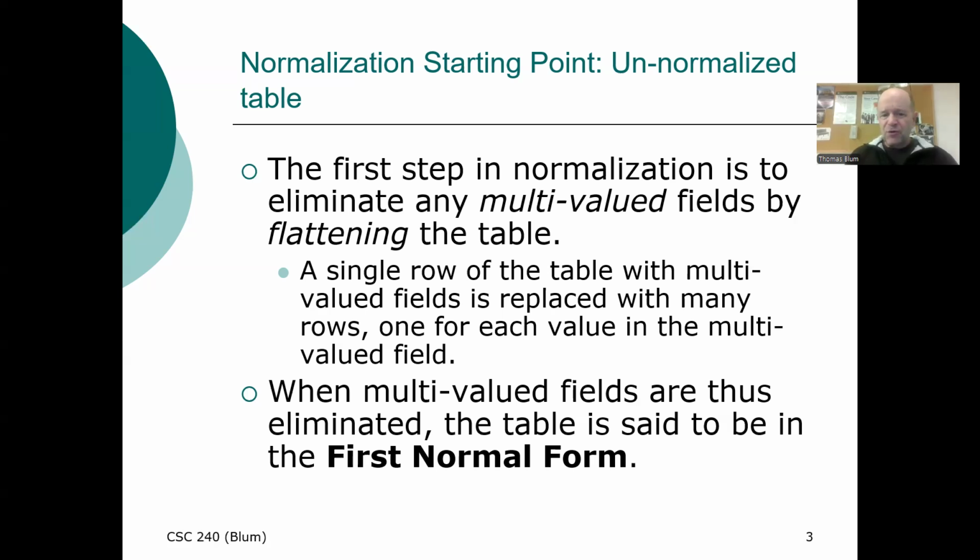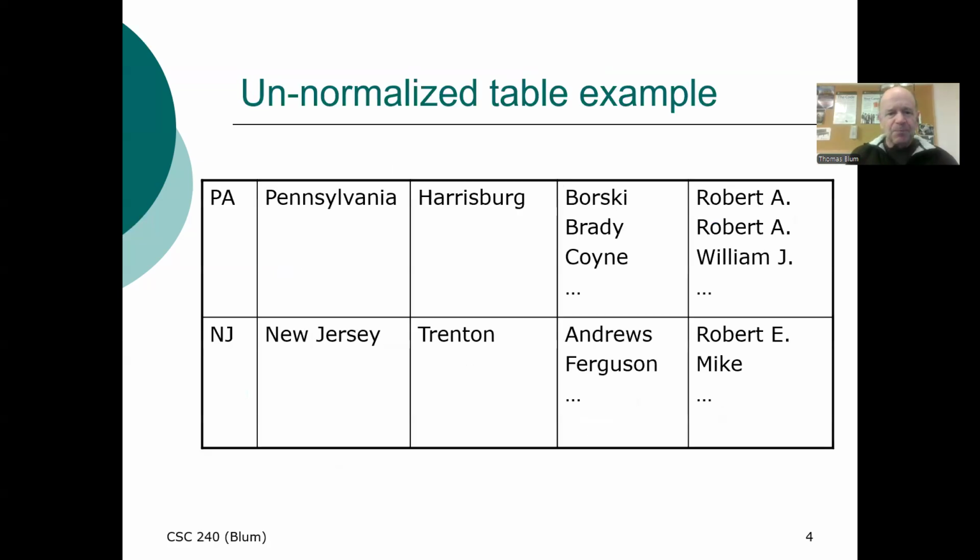And so the first thing we do to reach what's called the first normal form is to eliminate any multi-valued fields. If a table is rows and columns intersecting at a cell, I don't want any cells with a list of things. I want it to be one individual little thing in each cell.